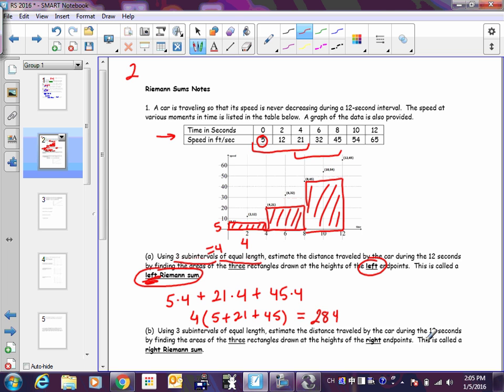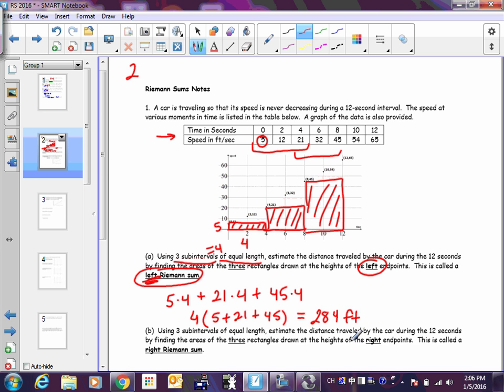Okay, I got 284. If you're not getting 284, just double check your multiplying and adding. The next thing is we have to figure out what the units should be. There's two ways to do this. One is just logically estimate the distance traveled. So what would that be? If we're doing distance, feet.